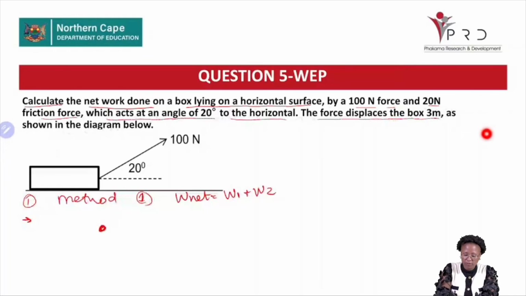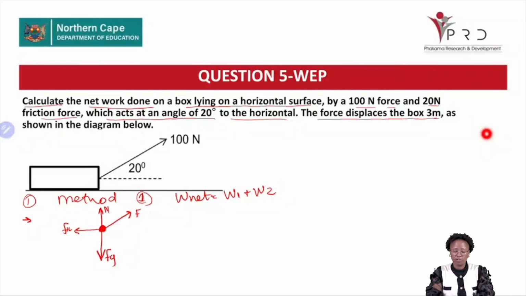Now, here's my free body diagram. Remember the force of gravity, Fg. The applied force, force F, at an angle of 20 degrees. And then we have the normal force, which is perpendicular to the surface. Then we have what we call the Fk, which is the kinetic friction force.